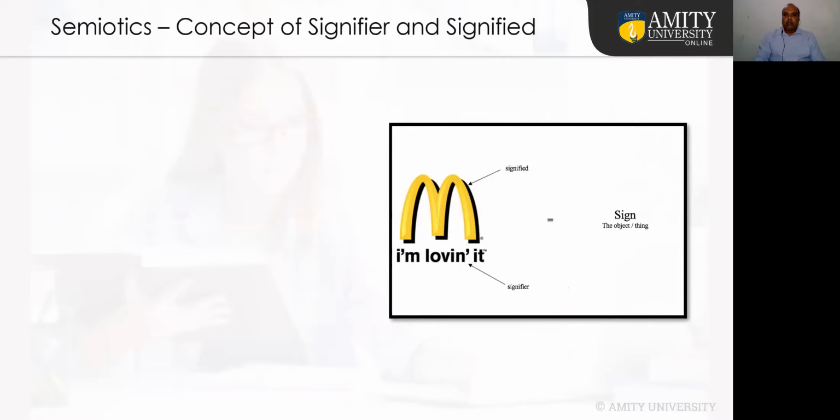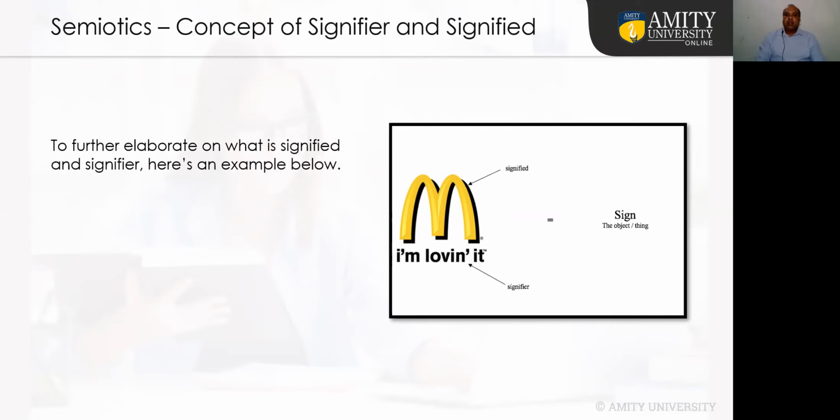So let's see one by one how signifier works. If you see this McDonald's logo, we can see the large M, and the M is the signified. Just by seeing that M, we can connect that it is a McDonald's logo. And the text below the bigger M, "I'm loving it", is known as the signifier. So when both come together, that is what a sign is. It elaborates the signified and signifier.